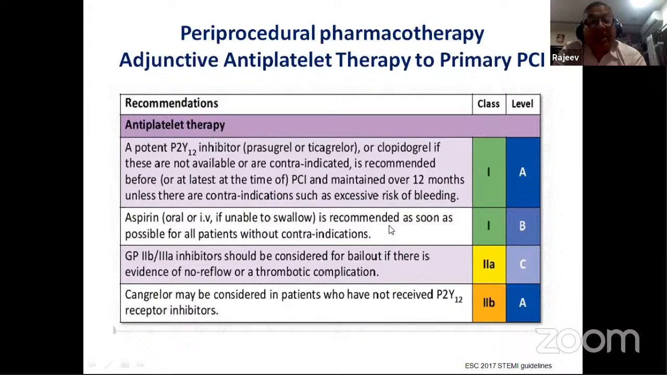Aspirin is recommended as soon as possible to all patients without contraindication. Class 1, level of evidence B. We should consider GP2B3A antagonist if there is no reflow or a high thrombotic burden. Class 2A, level of evidence C. Then cangrelor may be considered in patients who have not received P2Y12 inhibitors. It's a class 2B, level of evidence A.